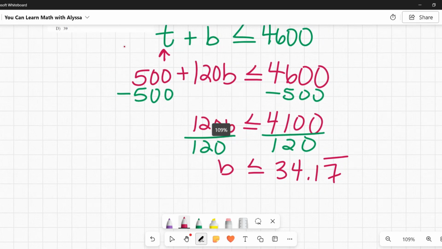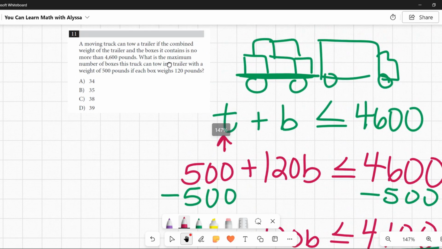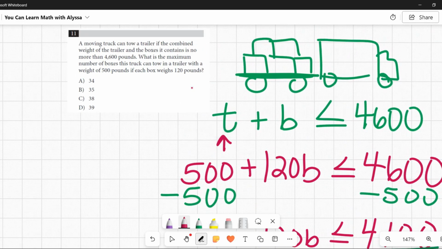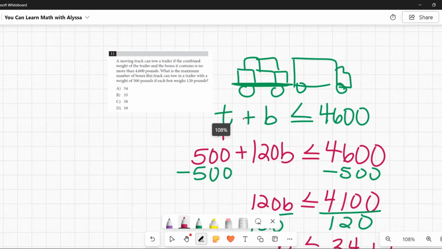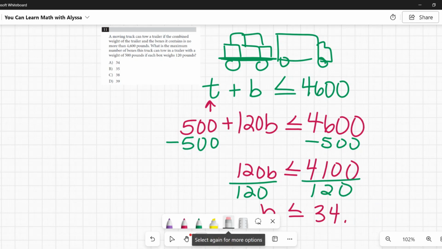34.17 repeating? Well, let's look at the question again. The question says, what is the maximum number of boxes the truck can tow? Can it tow 34.17, or excuse me, 34.16 repeating? Oh, I got that wrong. Perish the thought. 34.16 repeating. There we go.